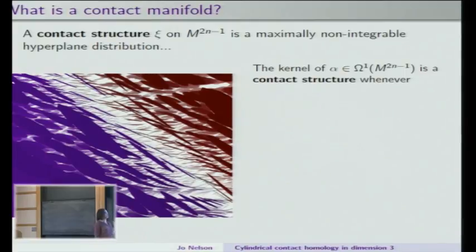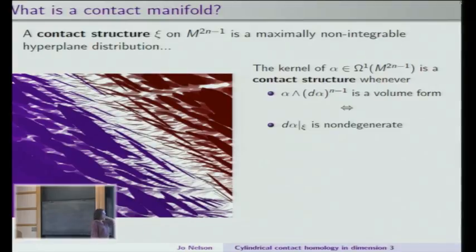So the answer is that we can describe it as the kernel of a 1-form, and the kernel of a 1-form alpha is going to be a contact structure whenever alpha wedge d alpha to the n minus 1 is a volume form, or d alpha restricted to C is non-degenerate. These are two equivalent conditions, and it follows by a fairly basic differential geometry exercise.